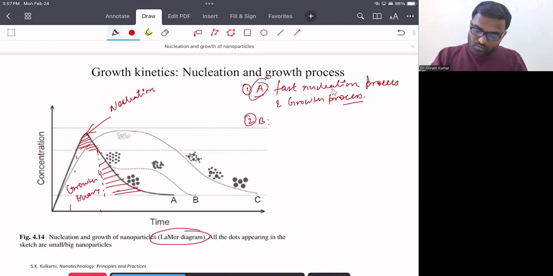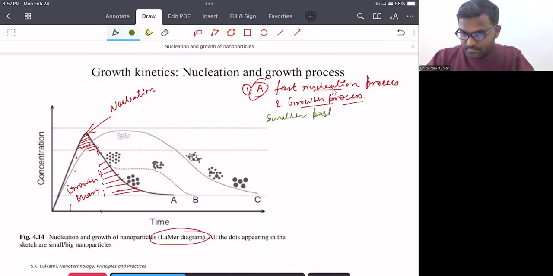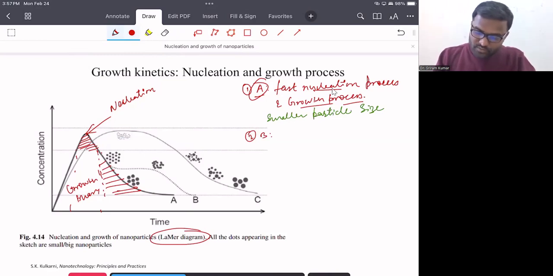So in the first kind of growth, we will get a small particle size. So in this first case, if you have the fast nucleation process, what happens? Ultimately, we will get a smaller particle size. This is the beauty of the first case. So what about the second case? In the second case, there is an aggregation process, and because of this, agglomeration happens.